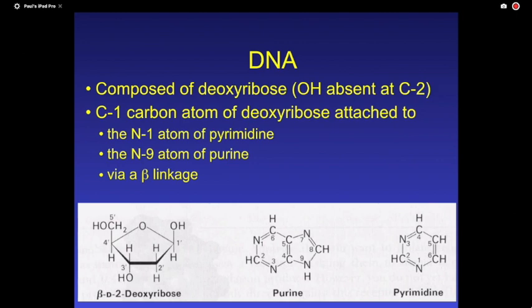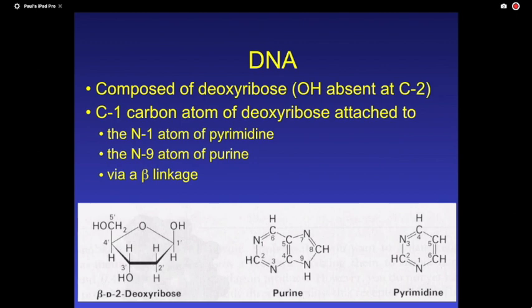DNA itself is pictured below. In the beta position and the 2 position, instead of a hydroxide, there's a proton. And that is where we get the deoxy, the loss of the oxygen. And what that invokes is a lot more stability in the structural component. The bases are one of 2 types, a purine or a pyrimidine. Purine, small name, big structure. Pyrimidine, big name, small ring.